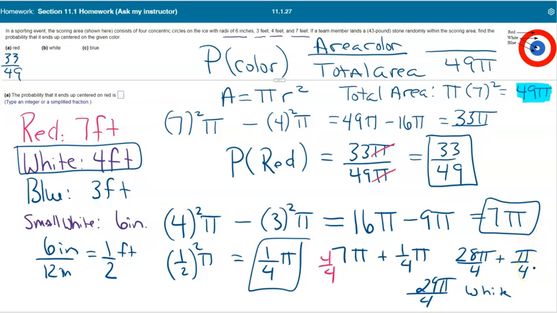I found a common denominator, which is 28 pi over 4 plus pi over 4 is 29 pi over 4. Now, what am I going to do? That's the area of the white. I'm going to divide by the original area. And I'm going to do that on the next page. So we have 29 pi over 4 divided by 49 pi. Okay?